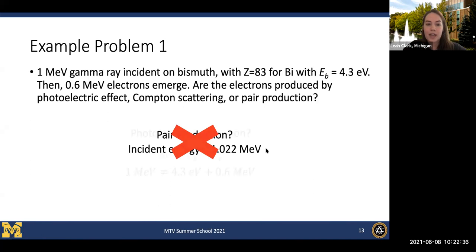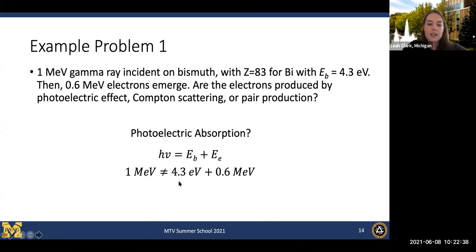The next one we're going to look at is photoelectric absorption. I gave y'all the binding energy of our bismuth as well as the electron energy produced, so this would be the energy of the photoelectron given off. If we look at our equation again, what should happen is our incident energy is equal to our binding energy plus the energy of the photoelectron. If we do the math, we see that this does not occur. 1 MeV is not equal to 4.3 eV plus 0.6 MeV. So we know that this is also not photoelectric absorption.